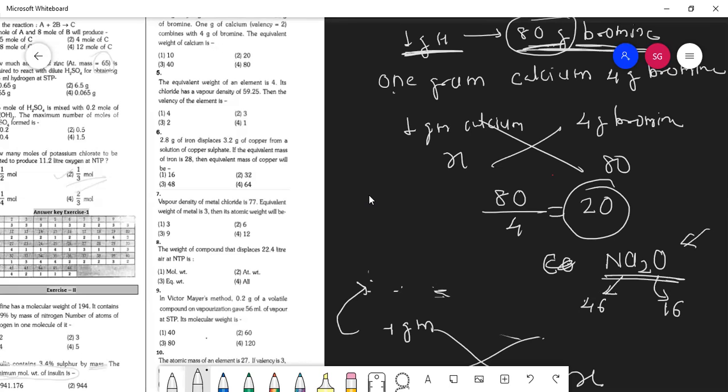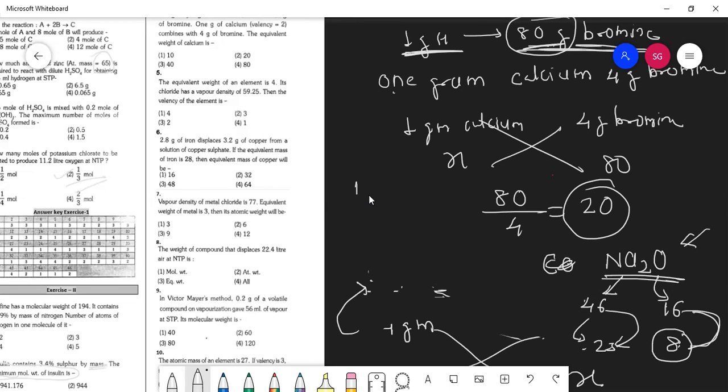8. And if I want to find the equivalent weight of sodium, here I'll put 8 as the equivalent weight of oxygen. So how much will be the equivalent weight of sodium? 23, because this 16's half is 8, so 46's half will be 23.